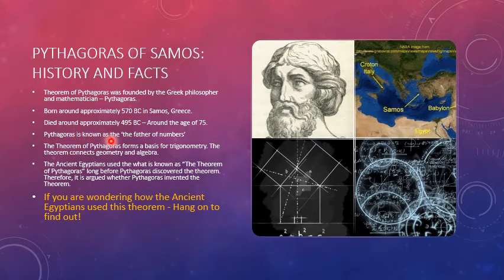Pythagoras is also known as the father of numbers. The theorem of Pythagoras forms a basis for trigonometry. The theorem connects geometry and algebra. The ancient Egyptians used what is known as the theorem of Pythagoras today, long before Pythagoras discovered or invented the theorem. Therefore, it is argued whether Pythagoras was really the one who invented the theorem. And if you are wondering how the ancient Egyptians used this theorem, hang on to find out.